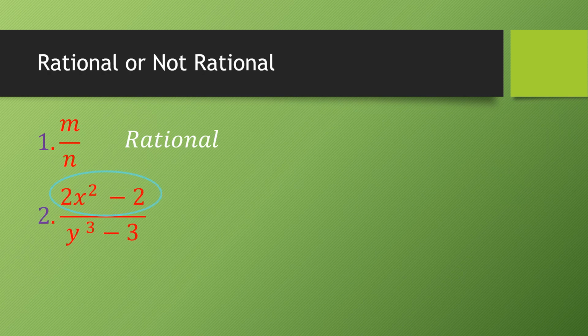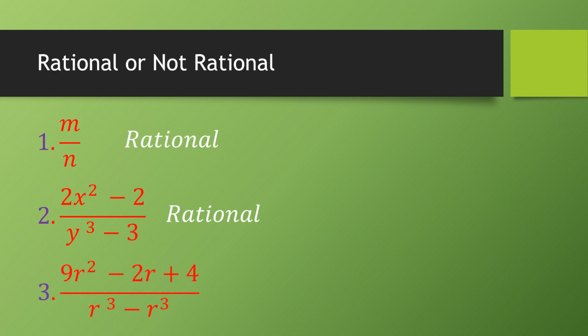Number 2, the numerator is a polynomial. The denominator is also a polynomial. So number 2 is a rational algebraic expression. Number 3, the numerator is a polynomial.